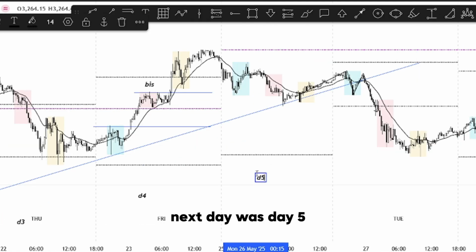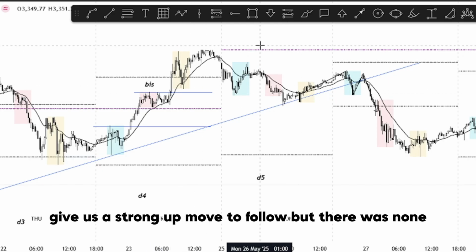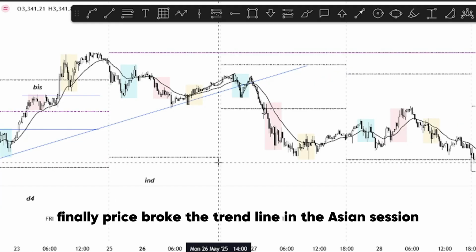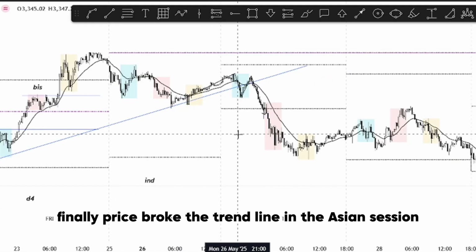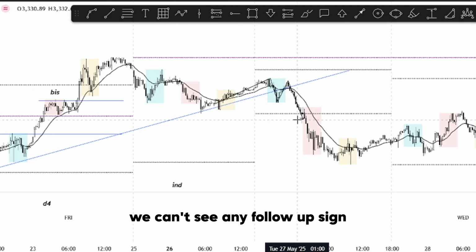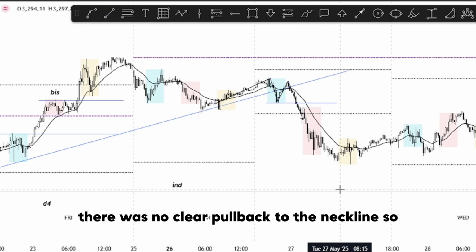We were not supposed to buy there. Next day was day 5. We were waiting for price to give us a strong up move to follow, but there was none, so there was no trade. It became an inside day. Finally, price broke the trend line in the Asian session. For the next day, it became bearish. Before London session, we can't see any follow-up sign. There was no clear pullback to the neckline, so there was no trade.